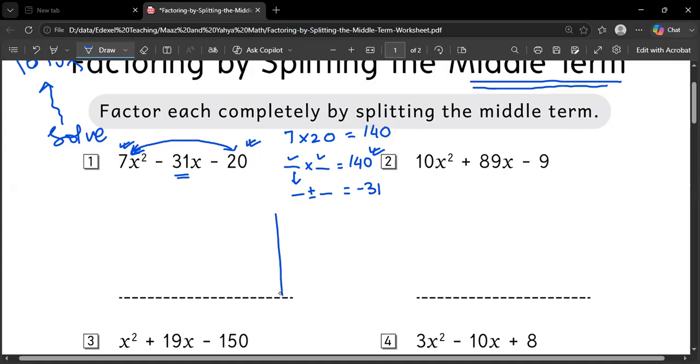What could those two numbers be? The sum should be minus 31, and the product of those two numbers should be 140. I hope this has made it clear what you have to do. Think about the two numbers. When we take the sum of those two numbers, we get minus 31, and when we take the product, we get 140.